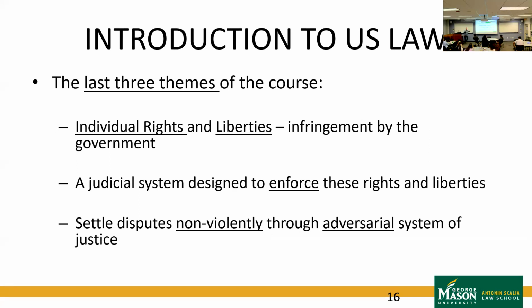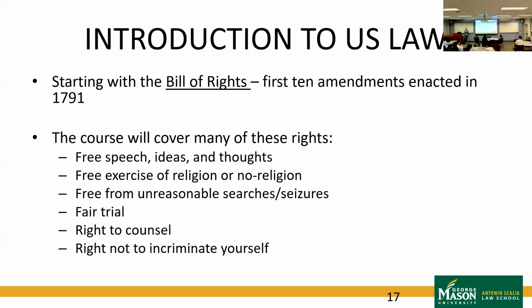Okay. All right. So individual rights and liberties, a judicial system that has been created to try to enforce them, particularly when they're being infringed upon by the government, and also a system for resolving disputes in a non-violent fashion. It starts with the Bill of Rights. The Constitutional Convention was in 1787. It took a little while for the various states, there were only 13 of them at the time, to ratify it. Part of the deal that was worked out on ratification was that there would be an automatic 10 amendments that would be immediately appended to the Constitution of the United States, which occurred in 1791. And that's where all the individual rights, individual liberties are found.